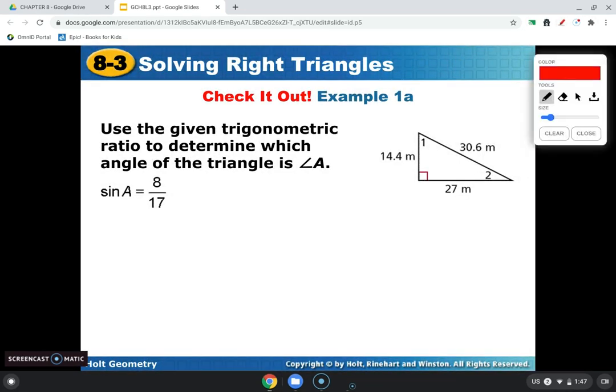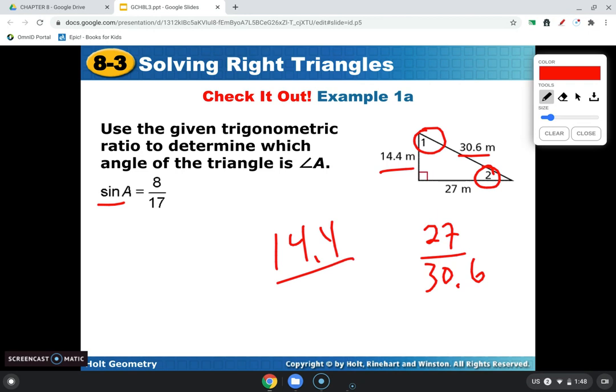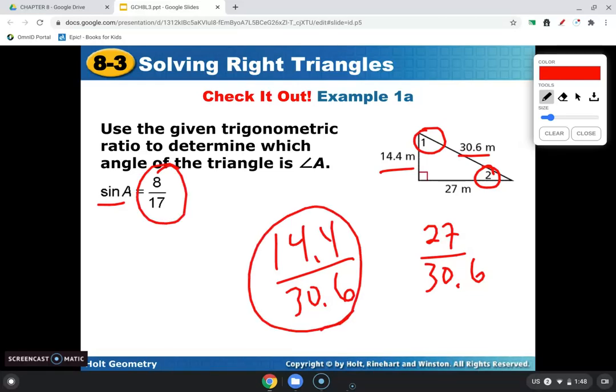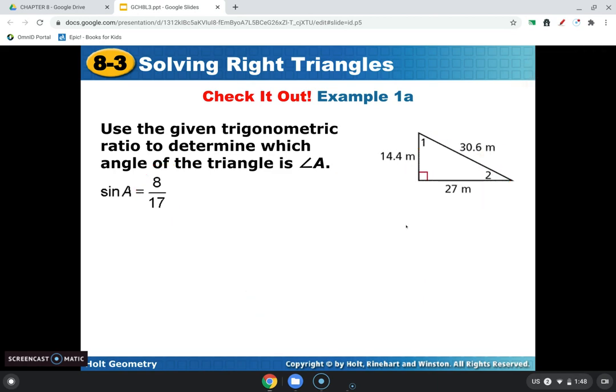Use the given ratio to determine which one is A again. So this time we're dealing with sine, so angle 1 would be there. Sine would be opposite over hypotenuse. If we used angle 2, sine would be opposite over hypotenuse: 14.4 over 30.6. So you can see that 8 over 17 is pretty much the same as that, which would mean angle 2 would be our answer to that problem. So set it up and see which one matches the ratio as you go.